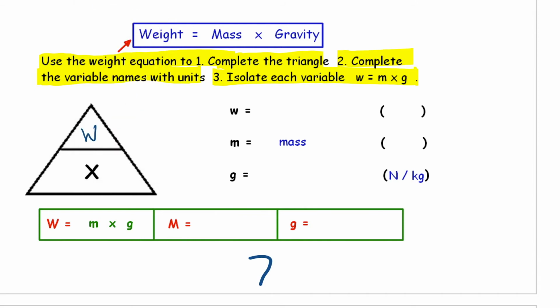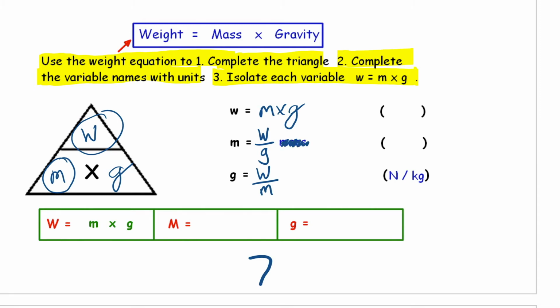Weight equals mass times gravitational field strength. So W equals M times G. M equals W over G. So I can write that down. W over G. G equals W over M. So we've completed the triangle.